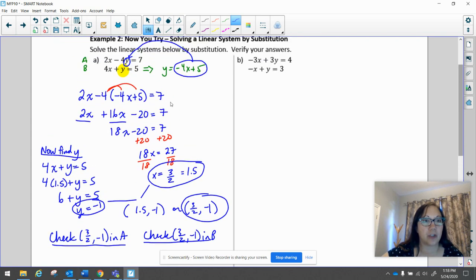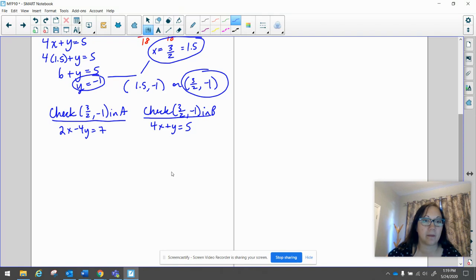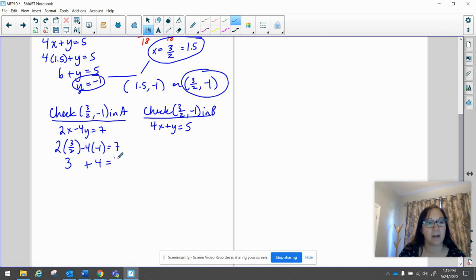So equation A was 2x minus 4y equals 7. And equation B was 4x plus y equals 5. So let's see if this works. Okay, so 2x would be 2 times 3/2 minus 4 times -1 equals 7. Well, the 2's would cancel here, so I would get 3, and then -4 times -1 is plus 4 equals 7. So I get 7 equals 7, and there we go. Let's try the second one.